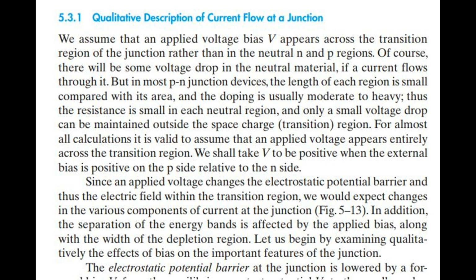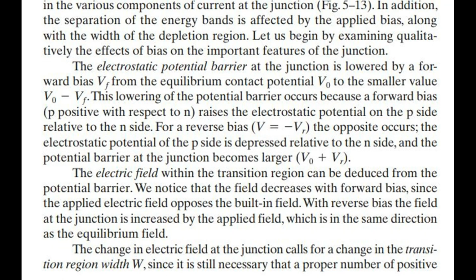For almost all calculations it is valid to assume that an applied voltage appears entirely across the transition region. We shall take V to be positive when the external bias is positive on the P side relative to the N side. Since an applied voltage changes the electrostatic potential barrier and thus the electric field within the transition region, we would expect changes in the various components of current at the junction, Fig 5.13. In addition, the separation of the energy bands is affected by the applied bias, along with the width of the depletion region.